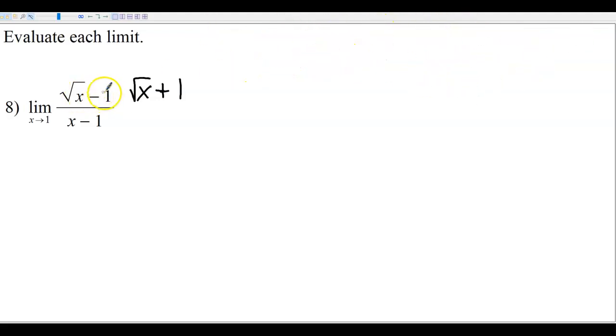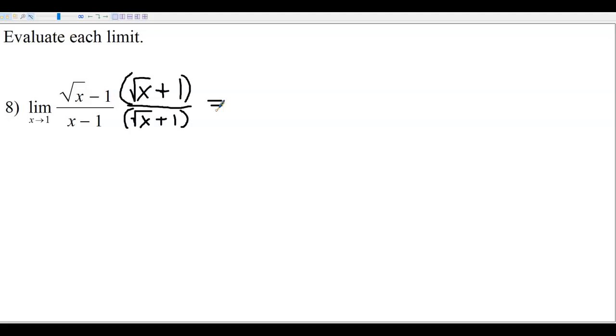But anyway, back to our problem. You multiply this expression on the top by itself, but with this sign opposite. And just to obey the laws of math, whatever you do to the top, you have to do to the bottom. Now, let's go ahead and simplify this.